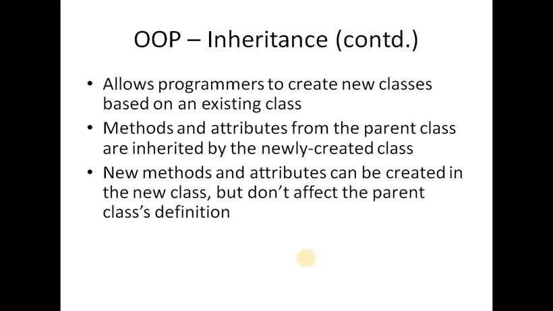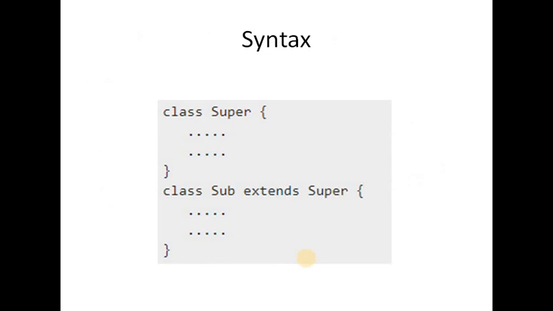So inheritance allows programmers to create new classes based on existing classes. We already know about this one. New methods and attributes can be created in the new class but do not affect the parent class's definitions. So this is the syntax. I told you in this slide that extends is my keyword, and this is the basic syntax of inheritance. This is our superclass and this is the subclass, and we are just extending the subclass from the superclass.